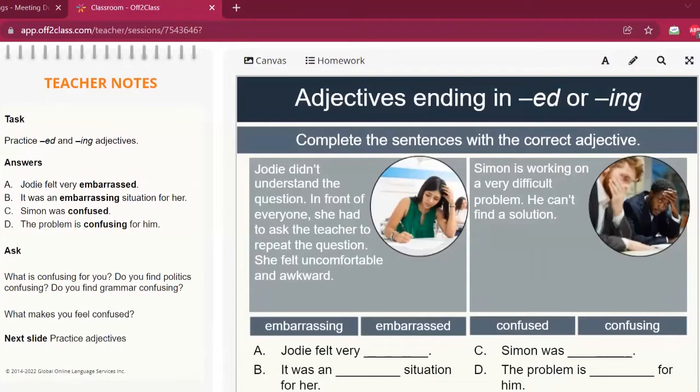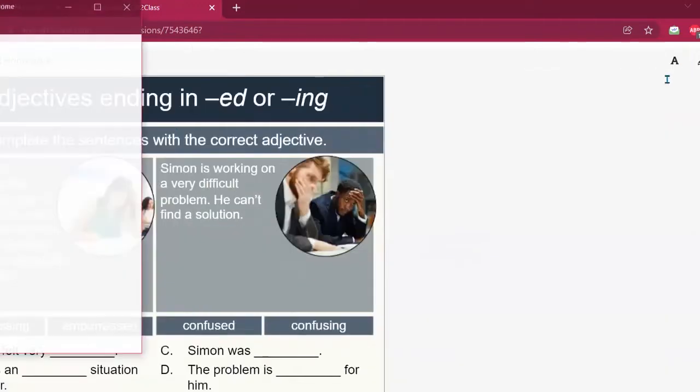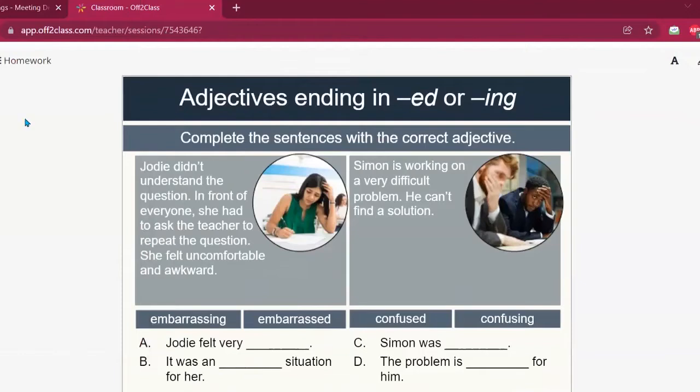So, complete the sentences with the correct adjectives. We've got here Judy and Simon. We're going to read each one, and we've got four adjectives like embarrassing and embarrassed, confused and confusing. So how are we going to add these? Let's try to read about Judy first. Okay, Iman, try to read about Judy.